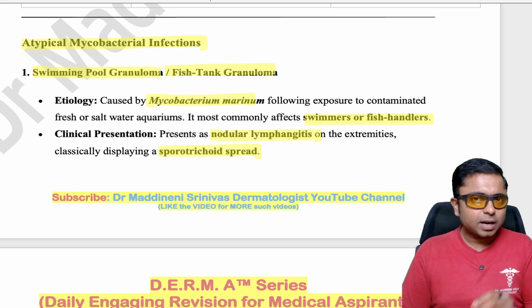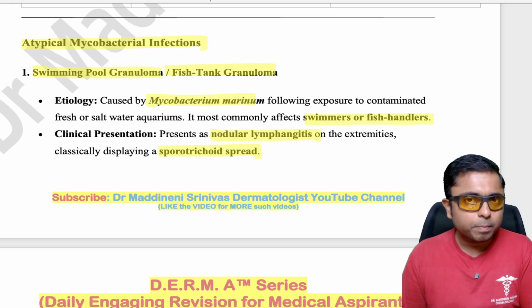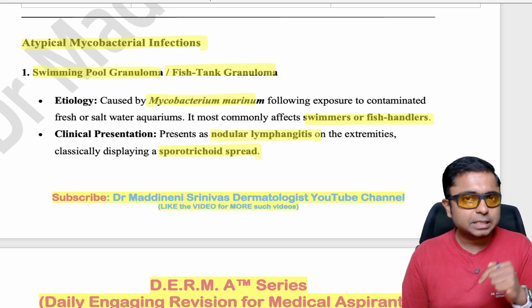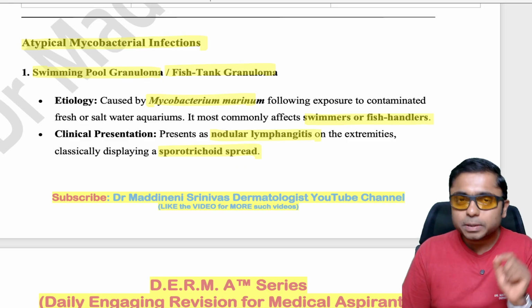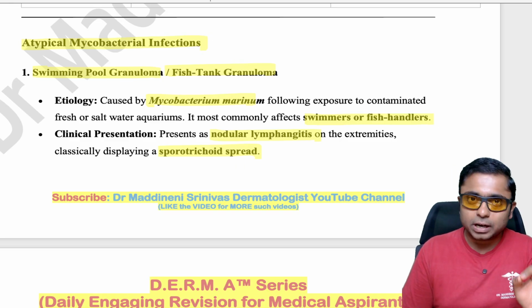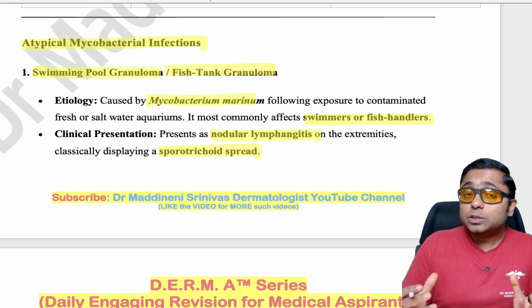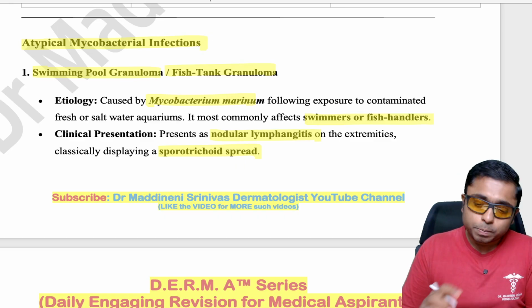So what is that fungal infection which you are going to say the sporotrichoid pattern? If you know the answer, put it in the comment section. Yes, the answer is sporotrichosis because of Sporothrix schenckii, which is a dimorphic fungus, right? And it is going to show asteroid bodies on histopathology.